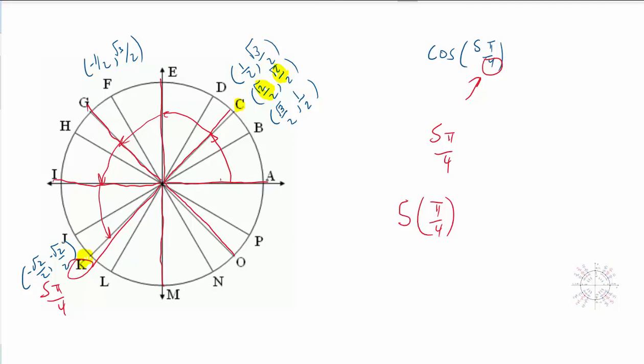And then of course, since I'm asking you to evaluate cosine, that would be the x value of the point on the unit circle, which in this case is no different than the y value. So my answer would be that the cosine of 5 pi over 4 is negative radical 2 over 2.